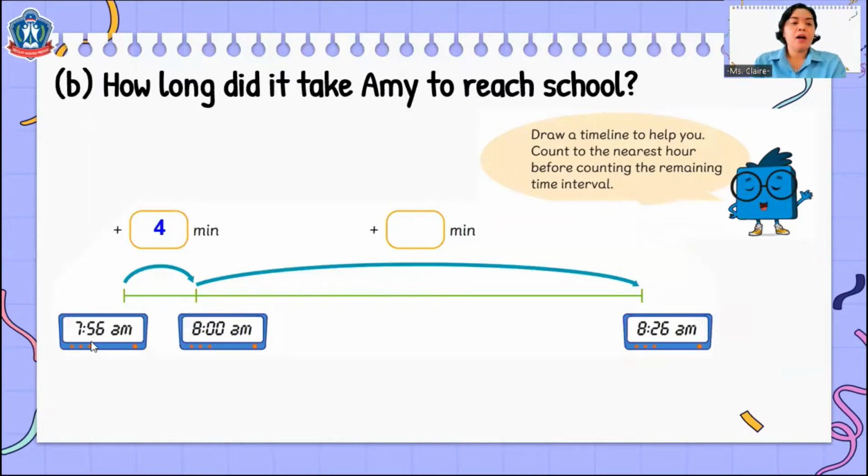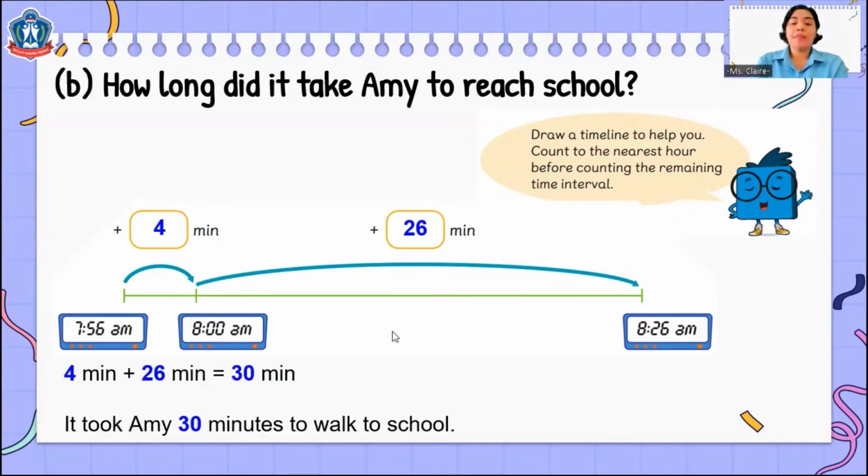Take a look. From 7:56, we can find the nearest hour. 7:56 is only 4 minutes to 8 o'clock, so we have 4 minutes. Next, we add the minutes and the hour. Since this is only 8 and our end time is 8:26, we simply add 26 minutes to 8 o'clock. So 4 minutes plus 26 minutes is 30 minutes. It took Amy only 30 minutes to walk to the school.